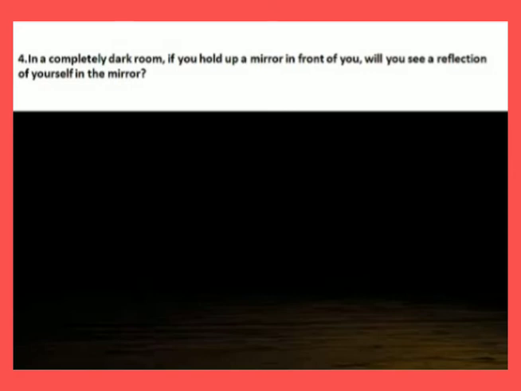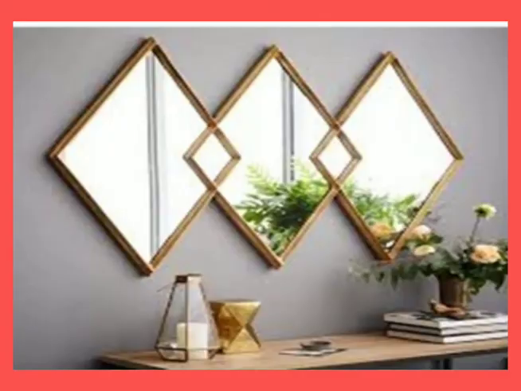Question number 4. In a completely dark room, if you hold up a mirror in front of you, will you see a reflection of yourself in the mirror? Of course not, because light is very much needed for reflection to take place. If there is no light, what will happen? There will be no bouncing back of light and no image formation. Therefore, we will not see our reflection in the mirror. So light is a must for reflection to take place.